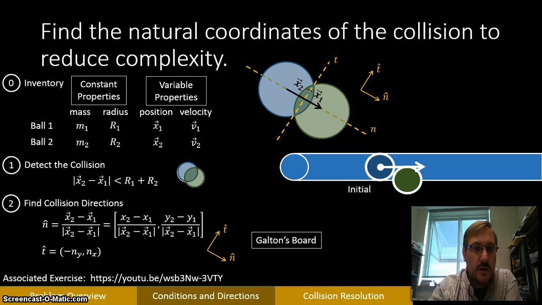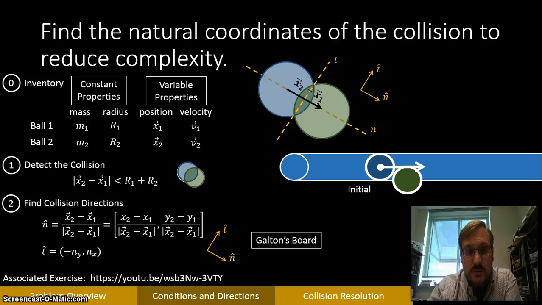Then we found these collision directions. So we have two directions. One I call the normal, because it's the normal direction of one of these circles, right, of one of these balls, and that is just the direction between the two centers of the two balls.